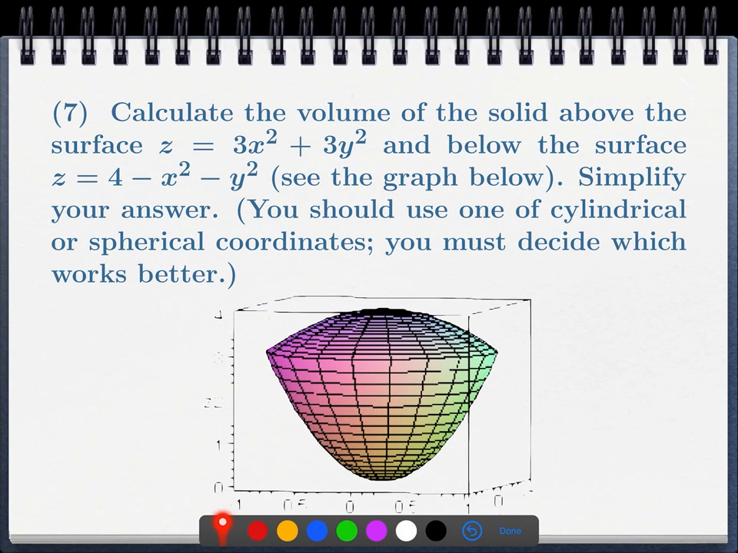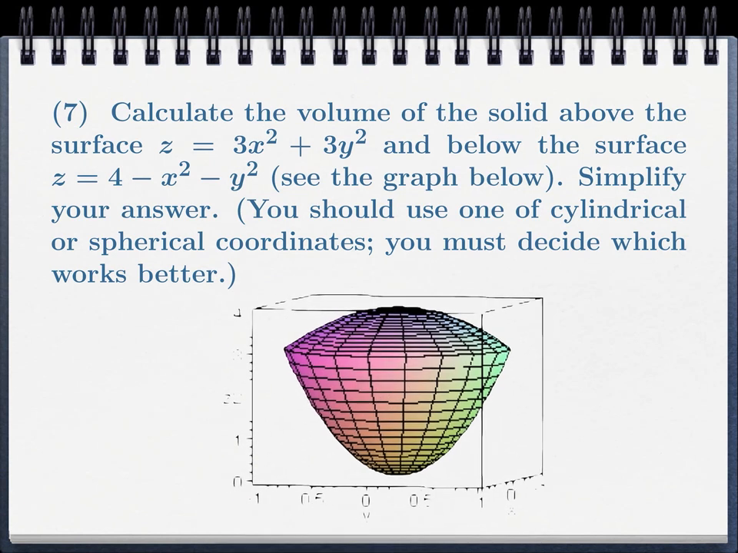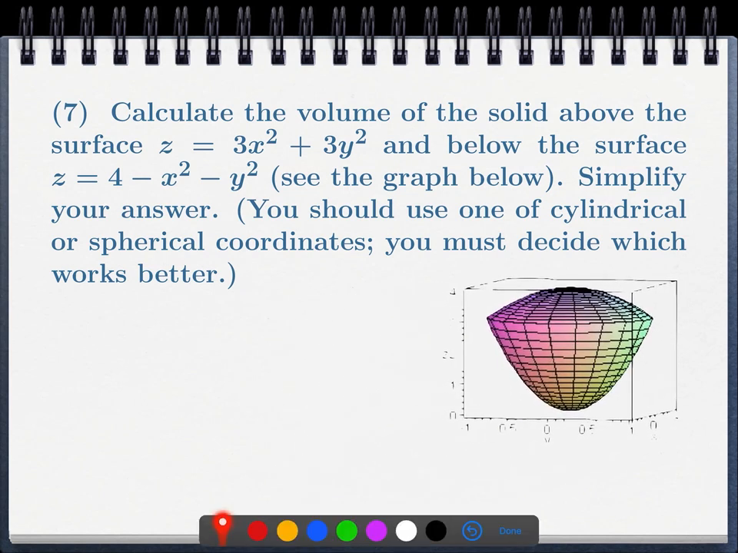This time we want to calculate the volume, so we want to calculate the integral we end up with. And we have to decide whether we want to use cylindrical or spherical coordinates. We have this picture here. This is an elliptic paraboloid, and it starts at the origin and opens upwards, so that's the one on the bottom here. This is also an elliptic paraboloid. It starts at 4 on the z-axis and then opens downward. So that's going to be the top. So we have that solid we're working with.